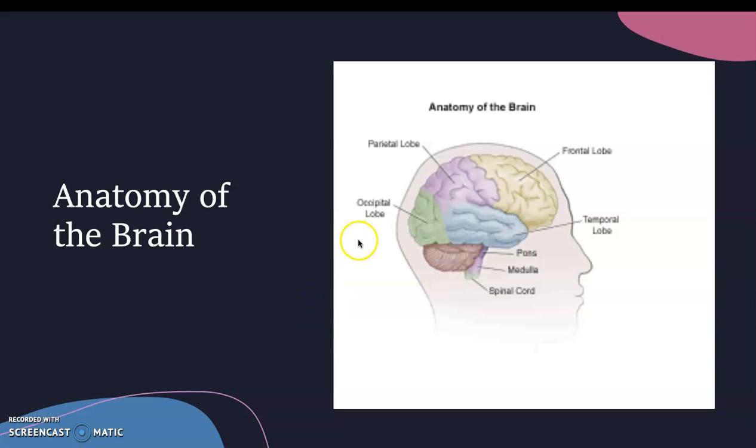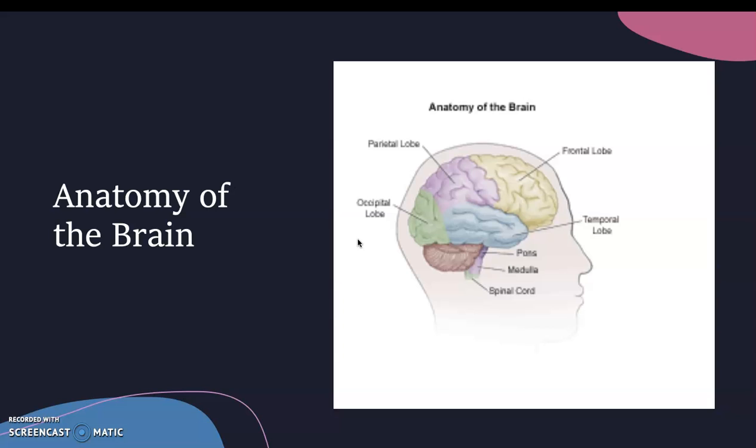Next slide. And on this picture, this is basically the anatomy of the brain. We have the spinal cord, which is a large bundle of nerve fibers located in the back that extends from the base of the brain to the lower back.